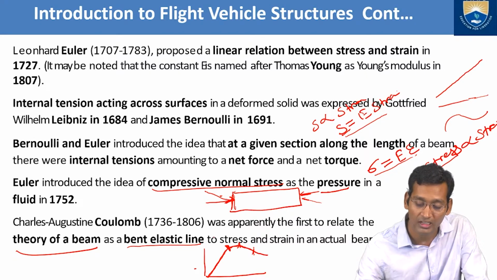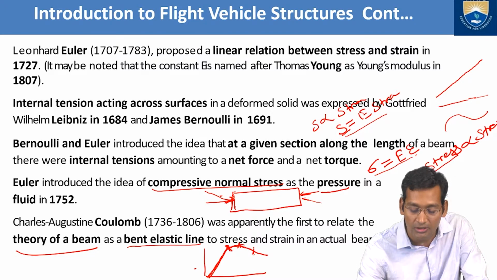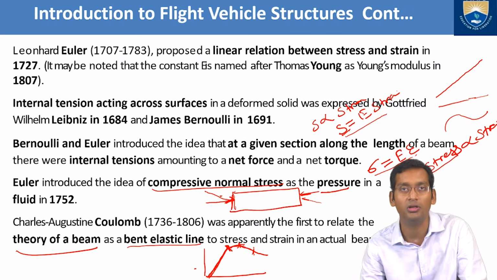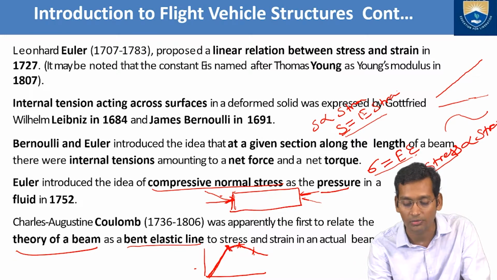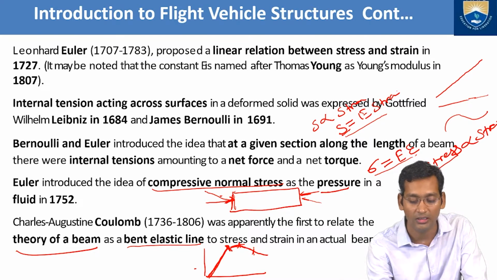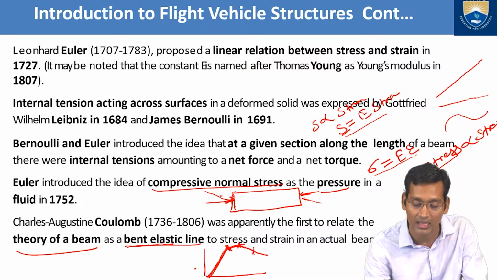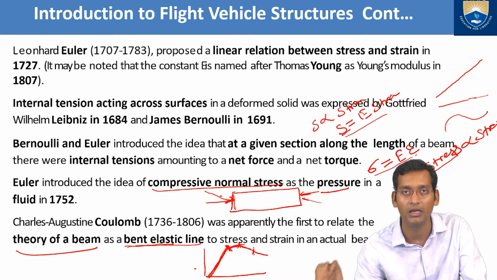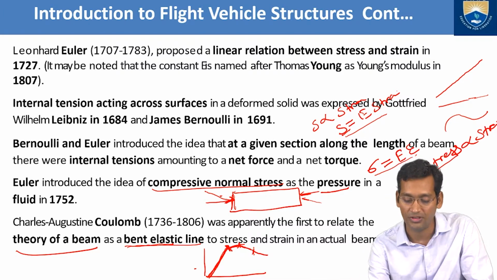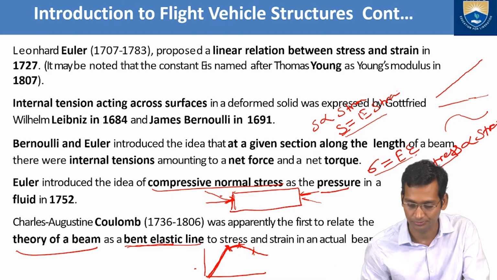So in the beginning they found up to this only that it is linear. But now what happened? After the elastic limit, it is not linear. Now this becomes a curve. Okay, so that's why it's given as a bent elastic line. So here this is the elastic region, and after that this is bending. So this is again given by whom? Coulomb.